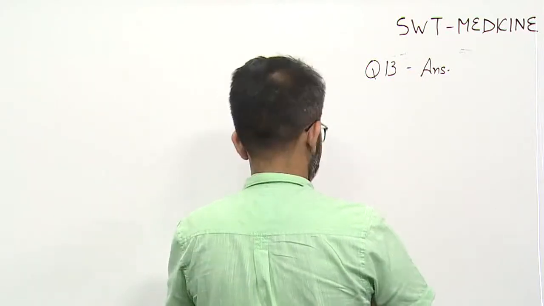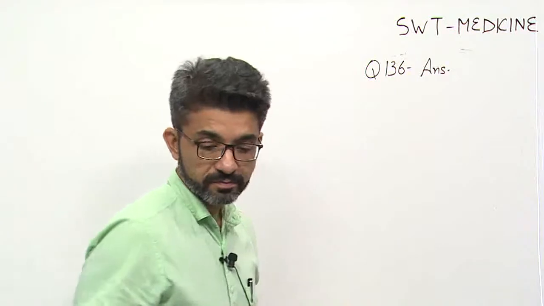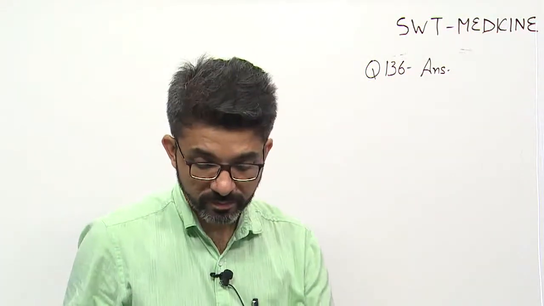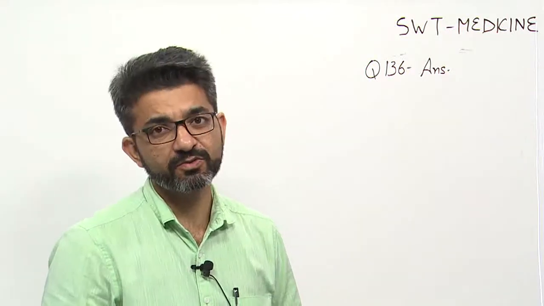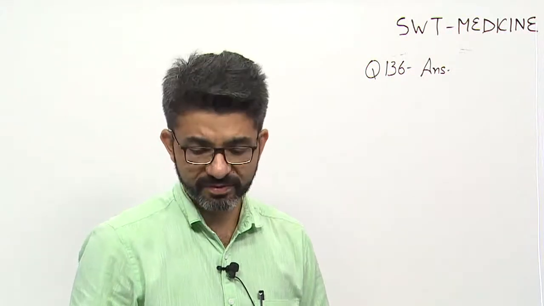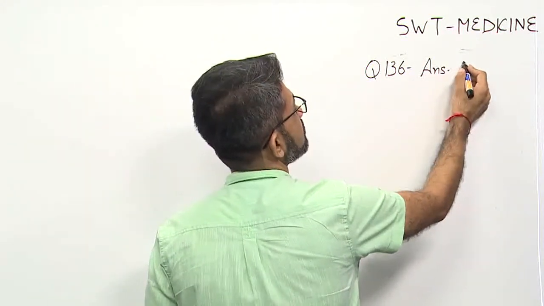Question number 136. Which is the drug used to coat the stents? There are 2 drugs, paclitaxel and sirolimus. No need to explain this question. Answer is C.